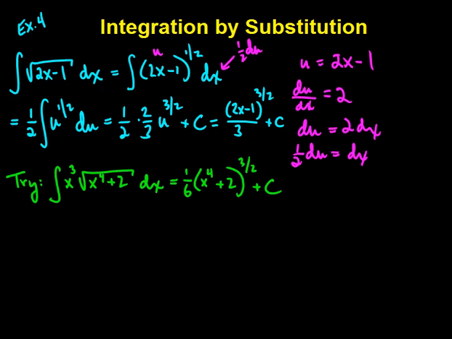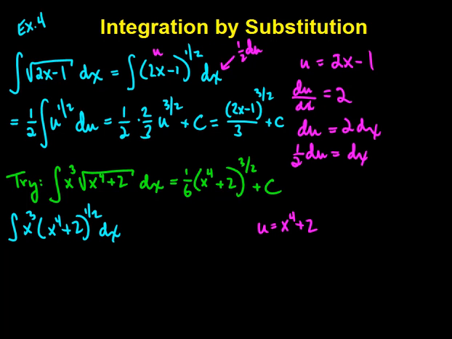Okay, in solving this problem, first thing I'm going to do is rewrite. And in rewriting, we can see that we have function composition. The inside function is x to the 4th plus 2. The derivative of that would be 4x to the 3rd, and since that's a constant multiple of the x to the 3rd on the outside, then integration by substitution is going to work.